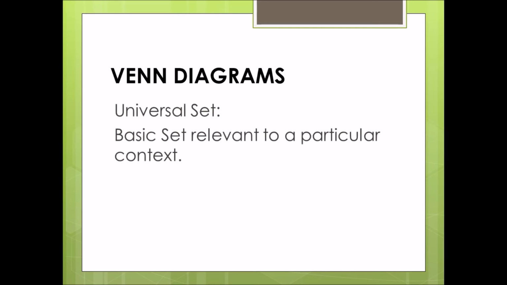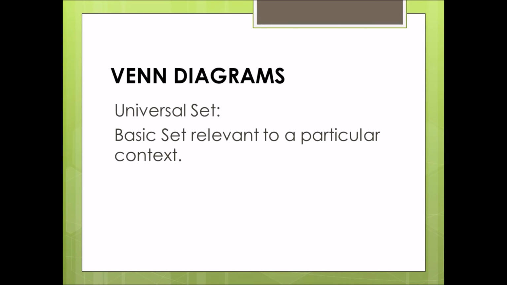Now coming to Venn diagrams, they are nothing but diagrammatic representations of sets, named after the English logician John Venn, who discovered them. Now before we proceed to learn more about Venn diagrams, let us first understand what universal sets are. A universal set is the basic set relevant to a particular context. For example, if we talk about the number of students in class 11th, then the universal set for this set will be the number of students in that school.